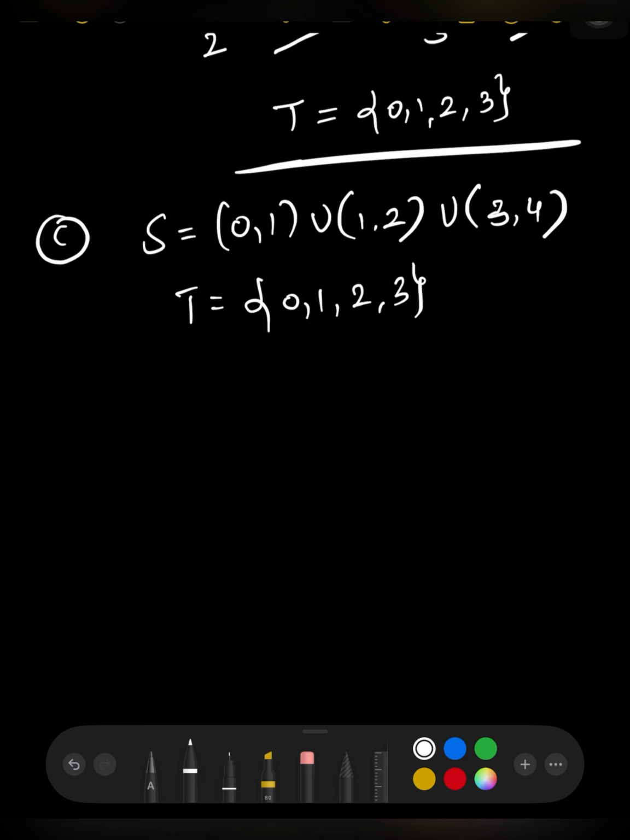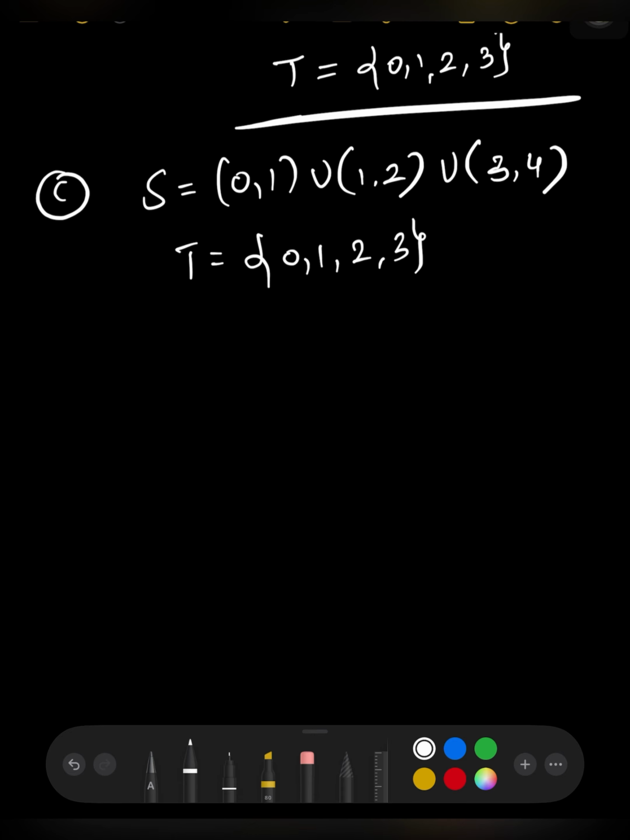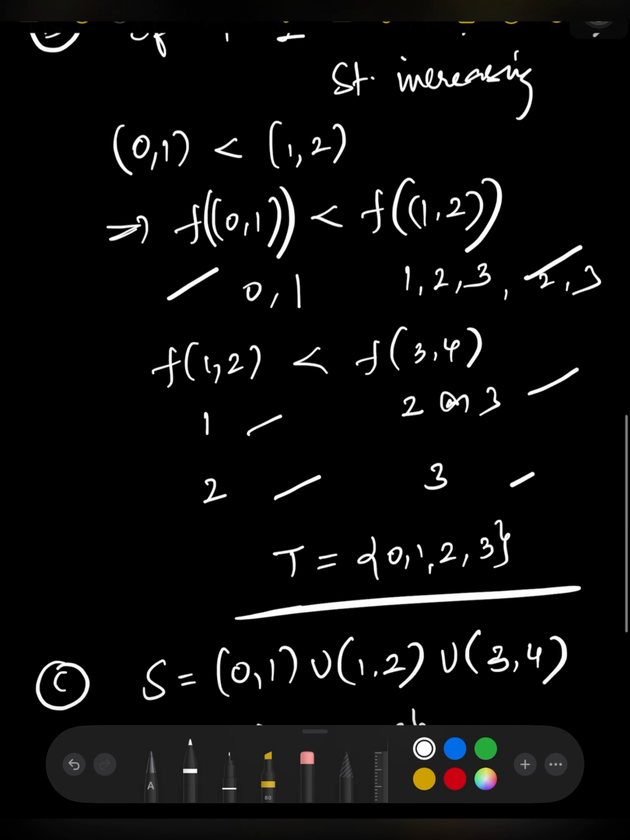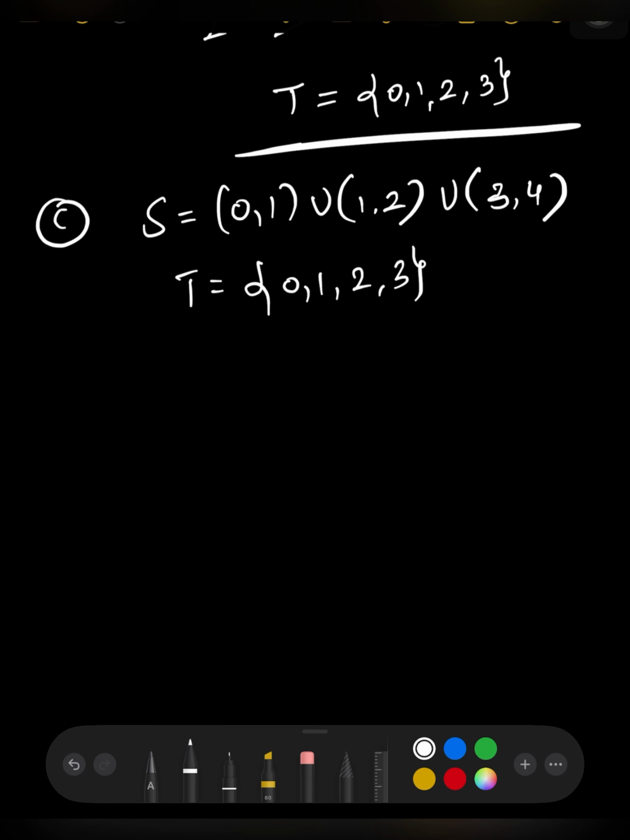Now we just want continuous functions. Clearly, if you want continuous functions from S to T, we can look at that particular interval. In the interval 0 to 1 there will be a continuous function, but it's not from the entire set S to T, because 0 to 1 and 1 is not included, the graph is broken, so we can't say it is continuous.